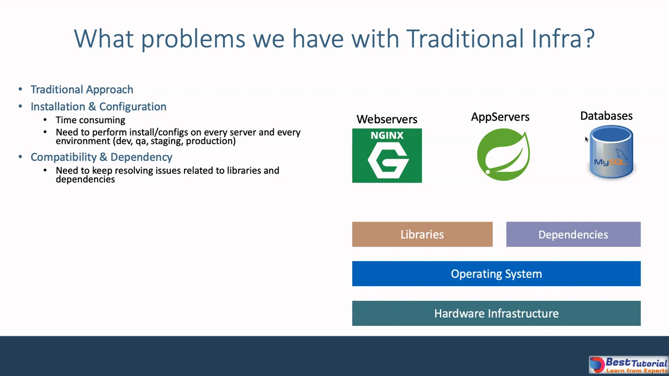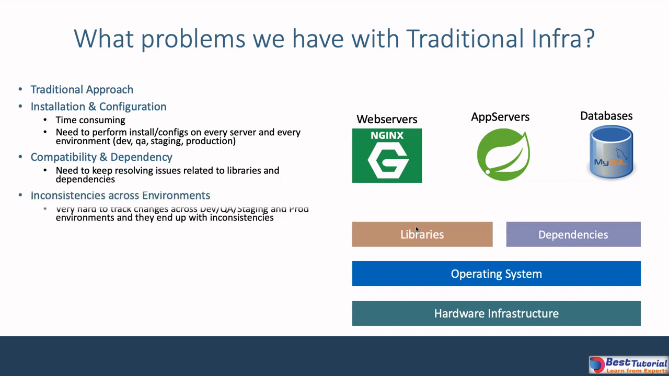Compatibility and dependency, right? So we need to keep resolving issues related to libraries and dependencies continuously. If we do the OS upgrade, then what happens? Again, some libraries might break, and then we need to fix those libraries, or fix the dependencies, or upgrade the dependencies. So like that, we face multiple compatibility and dependency issues when we are on the traditional infra.